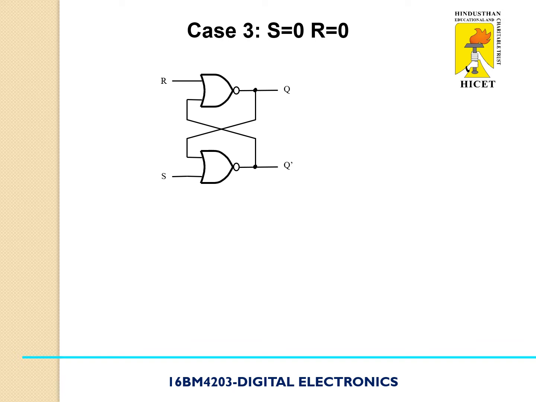Then case 3, 0, 0. 0, 0 means no change. Now assume Q equal to 0, for example, present state 0. That 0 is applied as an input to NOR gate 2.